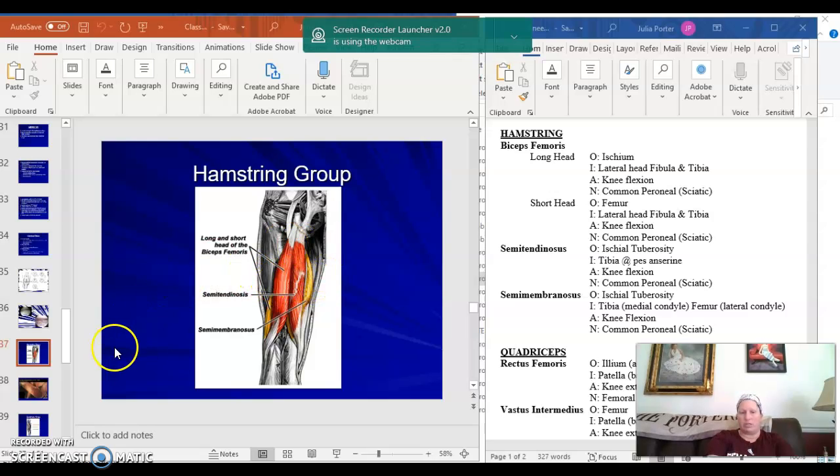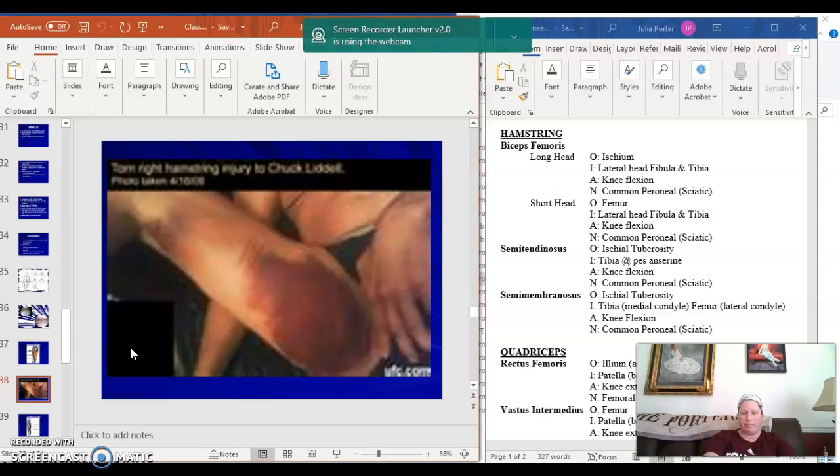So the hamstring is on the back of the leg. We look here, this is a nice pretty bruise of a hamstring tear. All right, hamstring tears are kind of common. They come in all different colors though, depending on the amount of tissue damage. Sometimes you don't see any bruising. Sometimes you see a lot of bruising like you do in this picture.